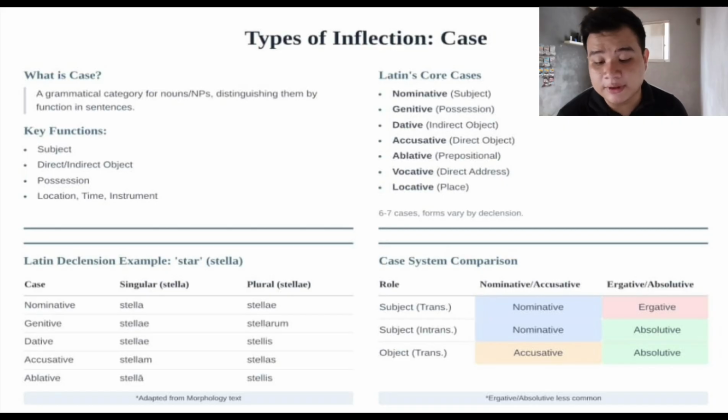So here are the important Latin cases. So they're in the PPT slides. So maybe you can look.